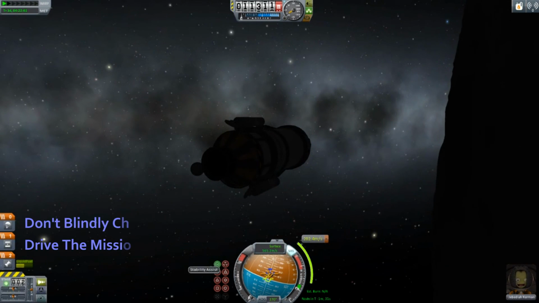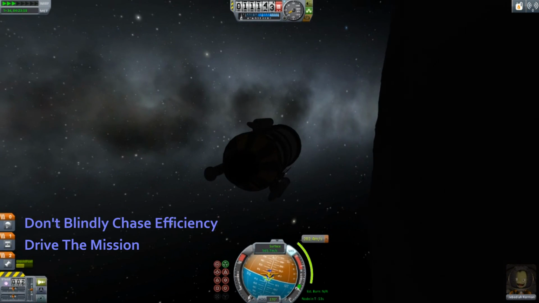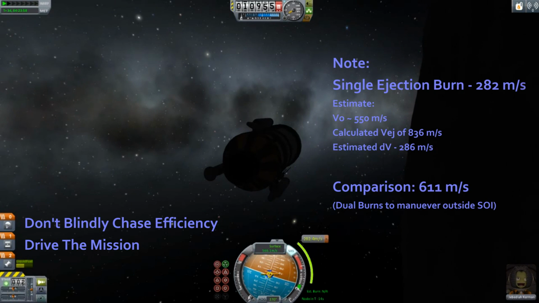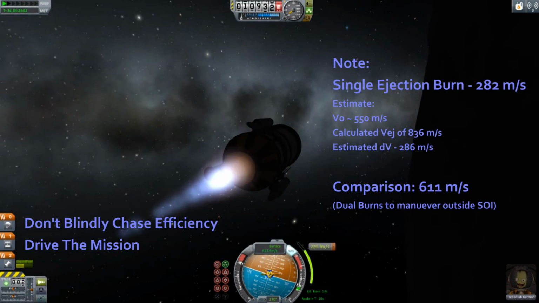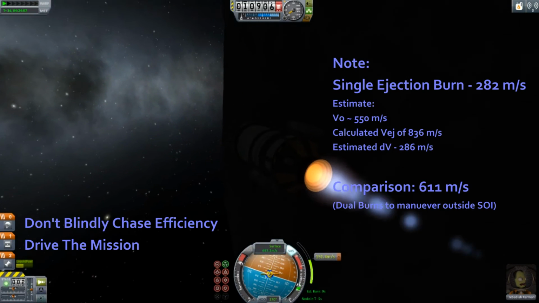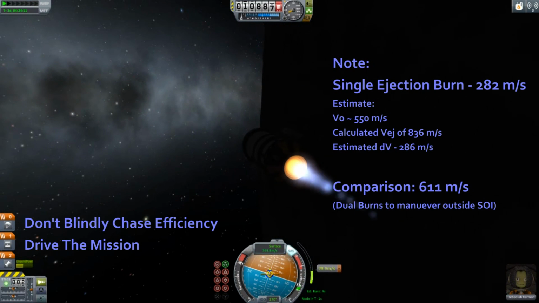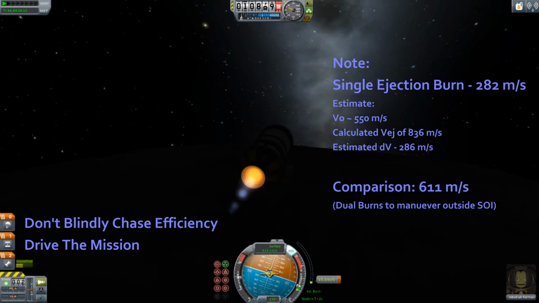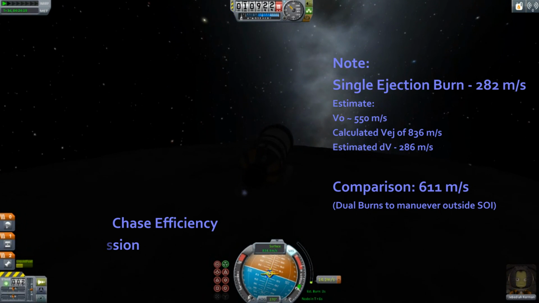Don't chase efficiencies. Do what makes sense. Burning at PE just because someone says it's more efficient won't matter if the PE isn't at your optimum injection angle location. And for a roughly circular orbit, it's not like that little difference in altitude will offer much in the way of savings anyway. Drive the mission.